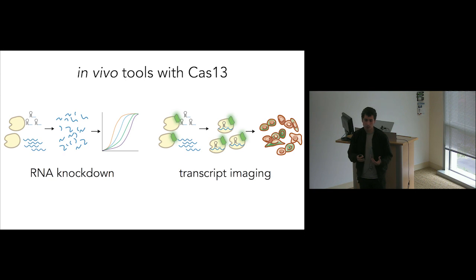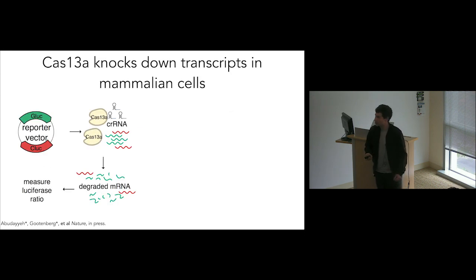One is binding to and cutting transcripts for knockdown, and then a little bit of work that we've been doing on catalytically activating the protein and actually having it specifically bind to transcripts for imaging and localization in live cells. So we knew that Cas13 worked inside of a test tube and inside of bacteria, but the first question was, can we actually get it to work inside of mammalian cells?